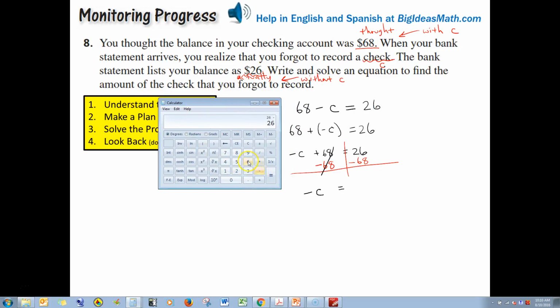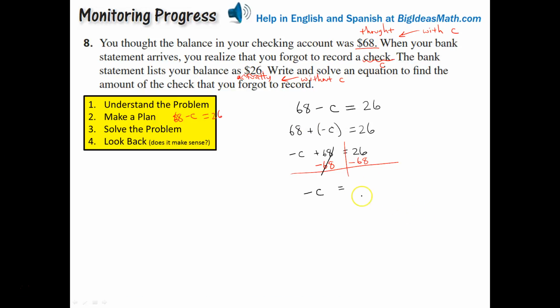26 minus 68, negative 42. Now what happens if I get this, a negative C? Well, one way to think about that is that negative C is negative 1 times C. So if I divide both sides by negative 1, negative divided by negative is positive. So positive C equals negative divided by negative is positive, positive 42.